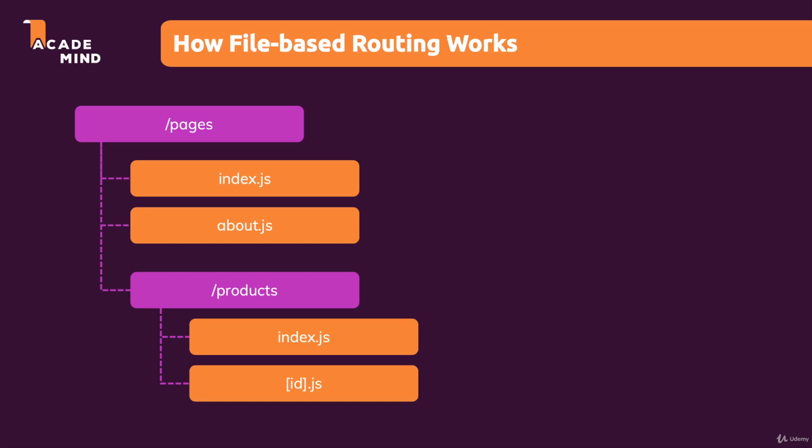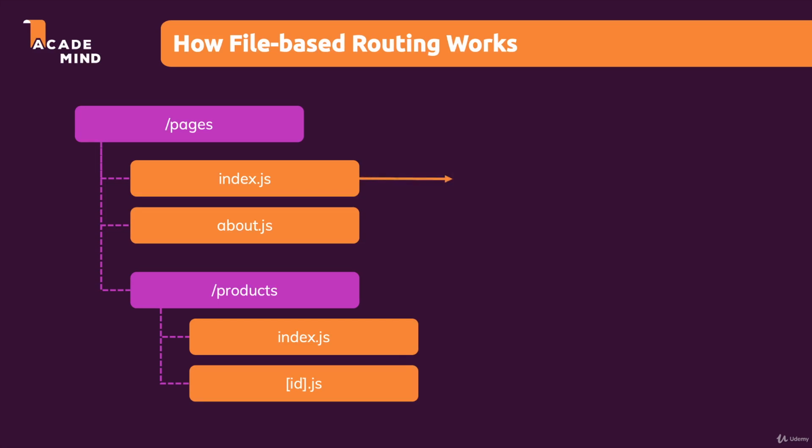And in products, we have two additional JavaScript files. The index.js file again, but now in products instead of just pages. And then a file with a rather strange file name, square brackets, and then ID inside of those square brackets, .js. Now I'll come back to this strange looking file name in a second. Let's first of all have a look at what Next.js would do. It would look at this pages folder and now infer a couple of routes we want to support.